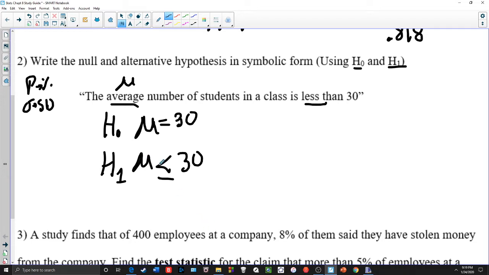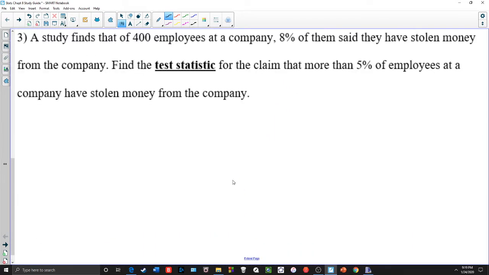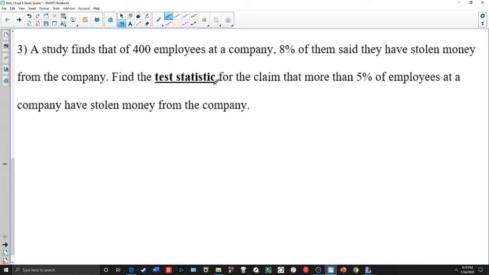But in terms of writing the hypotheses down, this is all I have to do. Number 3 is, again, not a full hypothesis test. It's just asking us to find the test stat. So it doesn't want us to do the complete test, just find the test stat based on this information. So let's go ahead and write down the information that we're going to need.